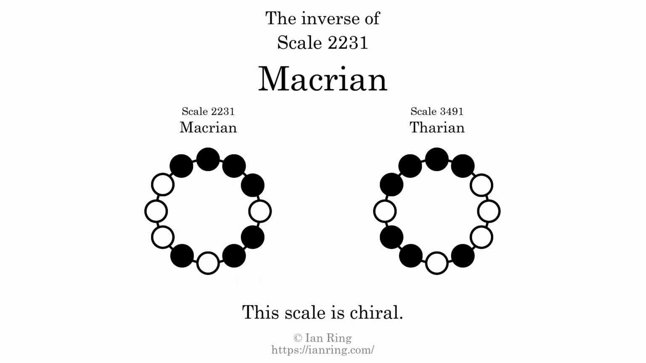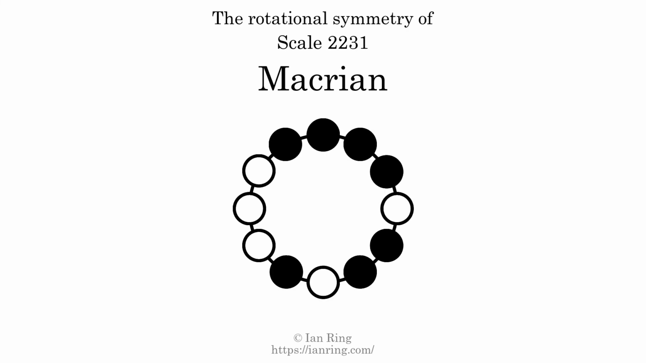The inverse of a scale is a mirror image. It is what you get when the sequence of intervals is reversed. The inverse of this scale is scale 3491, also known as Therian. This scale is chiral. It cannot transform into its inverse by rotational transformation. This scale has no rotational symmetry.